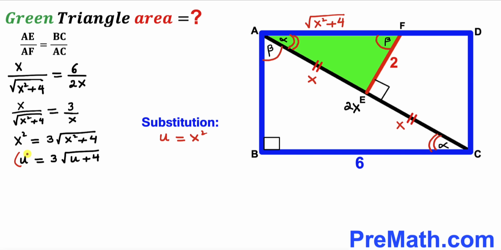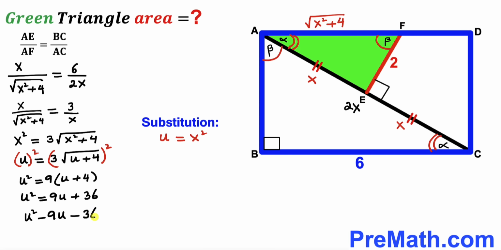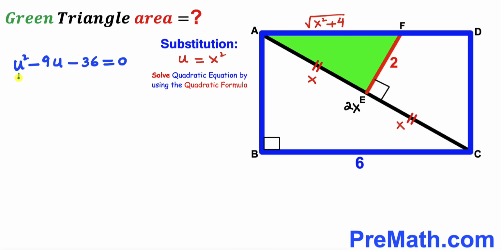And now I am going to square both sides to undo this square root. So therefore we end up with u square equals 9 times u plus 4. And now I'm going to move everything to the left hand side. So therefore we can write u square minus 9 times u minus 36 equals 0. So thus we end up with this quadratic equation, u square minus 9 times u minus 36 equal to 0. And we are going to solve it by using the quadratic formula.